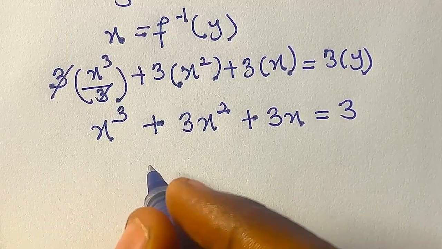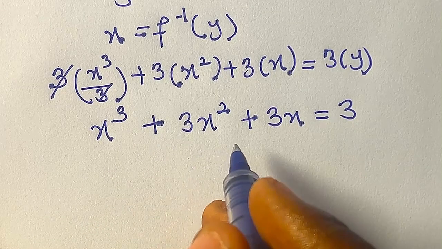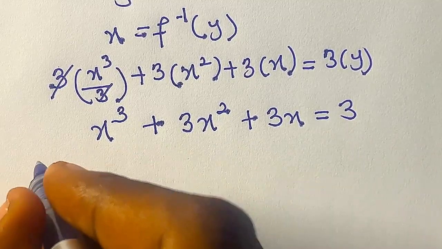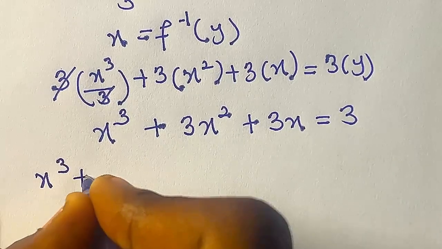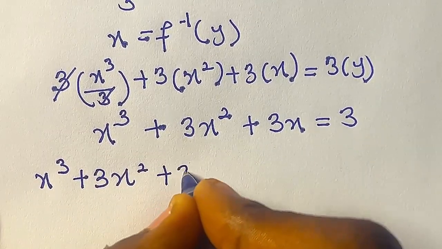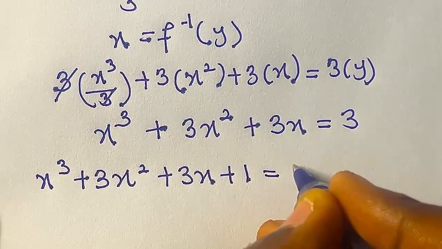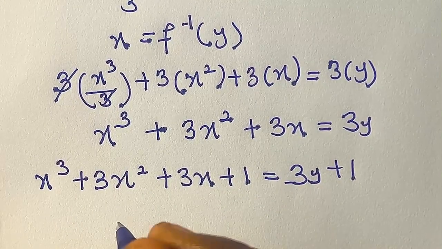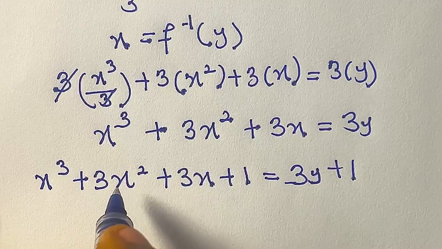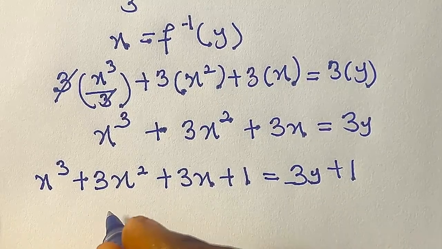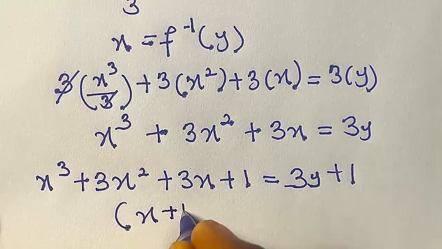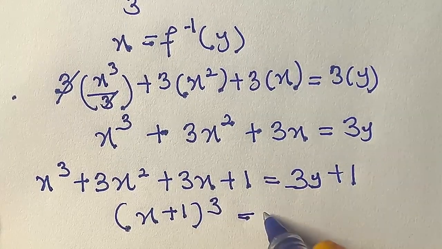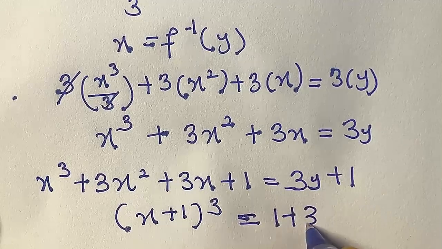Now, adding 1 to both sides. The reason we want to add 1 is because we want a cube of a sum. So adding 1, we have x cubed plus 3x squared plus 3x plus 1 equals 3y plus 1. By applying the Pascal triangle expansion, you observe that this expression is the expansion of x plus 1 raised to power 3, which equals 1 plus 3y.